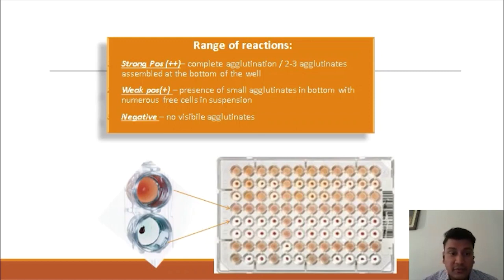Grading can take place as follows. Strong positive means 2 plus, complete agglutination, which means 2 to 3 agglutinates assembled at the bottom of the well. A weak reaction is weak positive 1 plus, which is the presence of small agglutinates at the bottom with numerous free cells in suspension, and negative means no visible agglutinates.